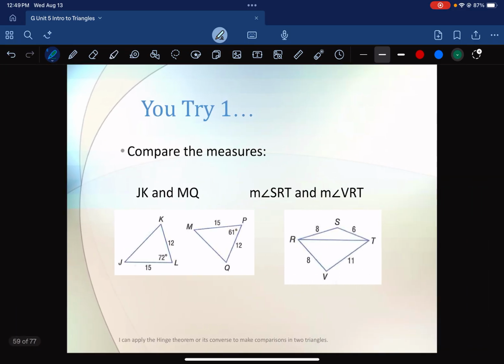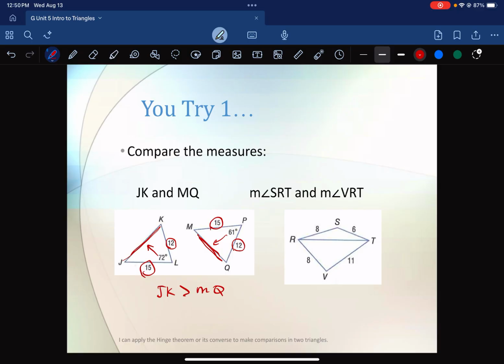Let me try these two. All right. This one's very easy to see because we've got a 15 and a 15, they're congruent. Then we've got a 12 and a 12, and they're congruent. And we're comparing this side to this side. Well, which one's across from the larger angle? Well, JK is. So JK is greater than MQ.